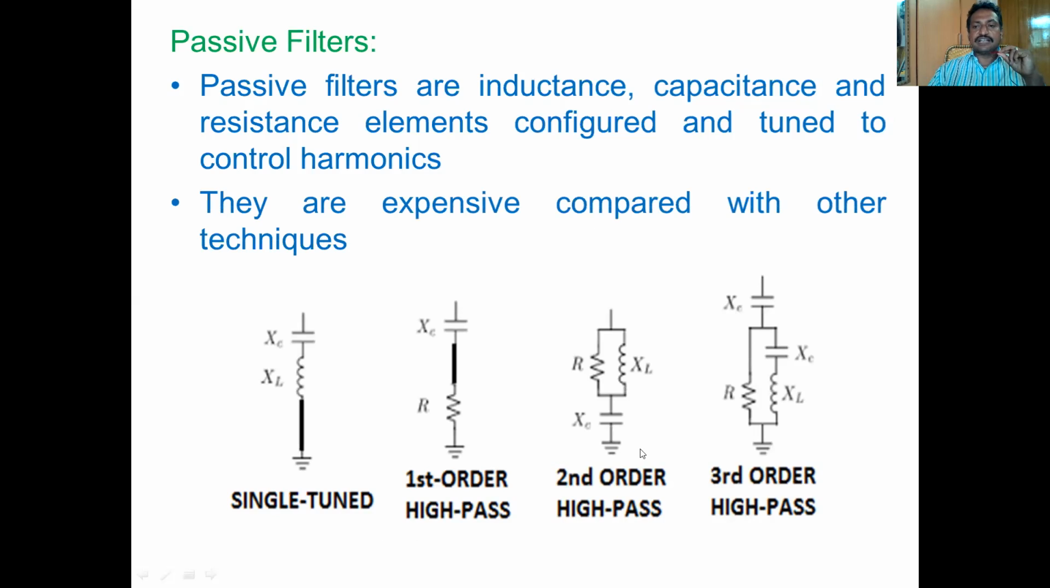So what are the different types of passive filters? Single tuned, first order high pass, second order high pass, third order high pass. So how do we get single tuned? If we connect L and C. First order, connect R and C or RL also. And second order, if we connect R and L in parallel, then second order. Then third order will go as R or LC, along with another capacitor.